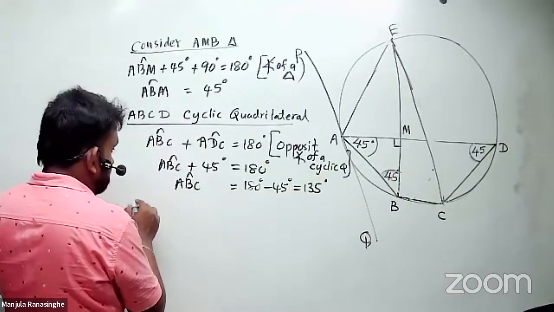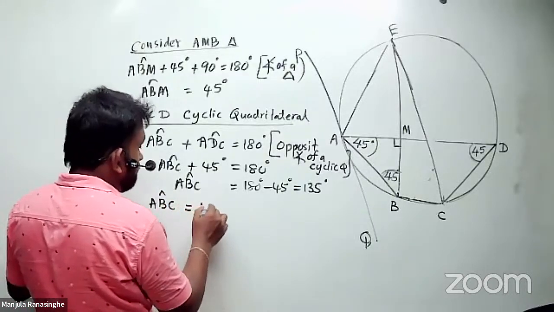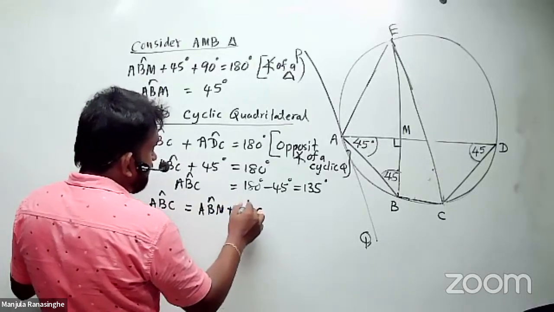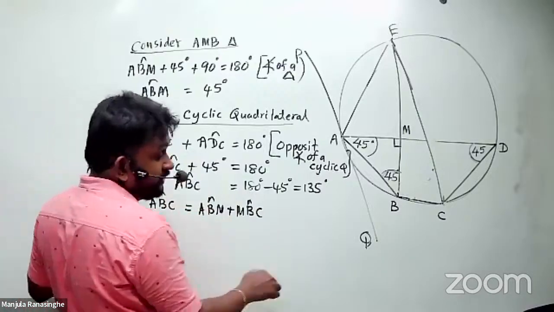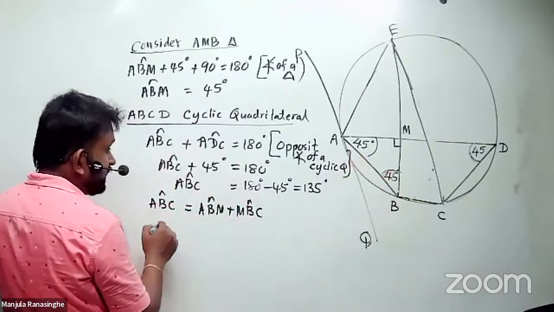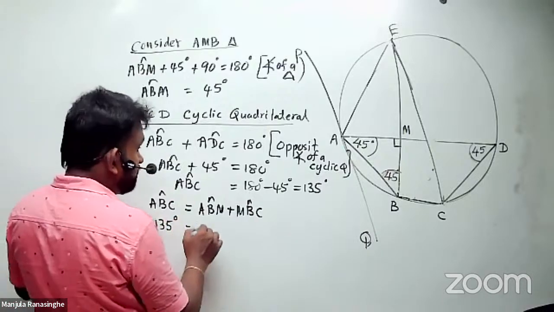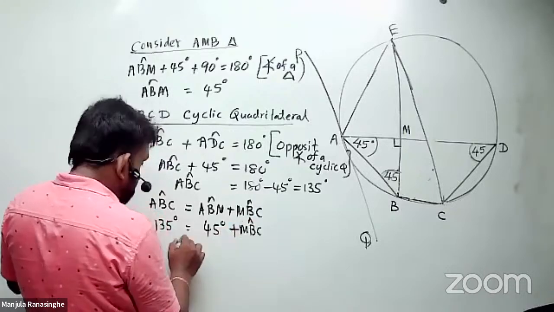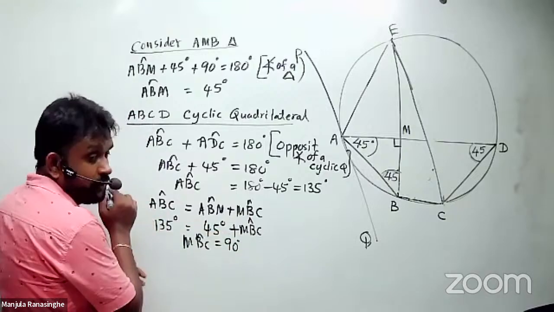So now you can write angle ABC equals ABM plus MBC. Look at the figure along with these words; what I am writing is clear. The sum of these two creates the ABC. Then I can put the value for ABC, 135, and ABM is known as 45 degrees, plus MBC. Right, now I can make MBC the subject: MBC equals 90 degrees, just subtract this one.